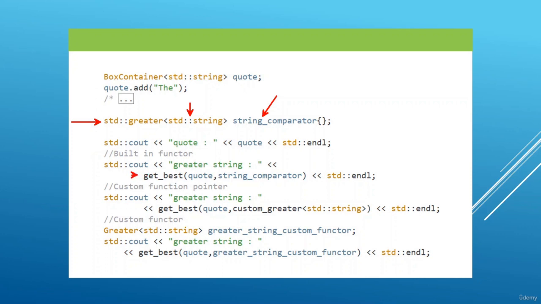In the first call here, we are going to use a built-in functor, which is our string comparator. In the second call here, we will be using our regular function pointer. So this is going to be instantiated for std string. Remember that custom greater was a function template, but we can also use a custom functor, so we can set that up here, for example, to compare two strings, and we're going to use that as a comparator in our getBest function, and it is going to work.